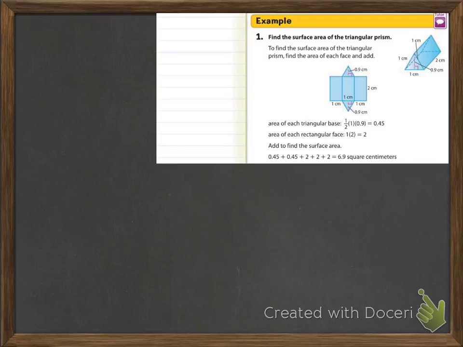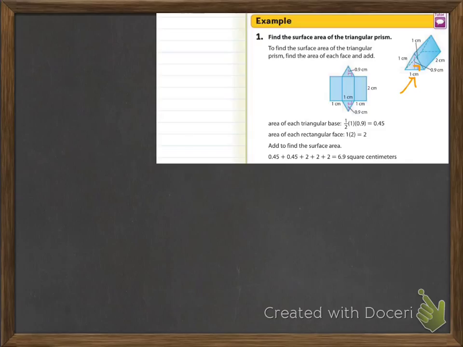Now we're looking at example 1. It says to find the surface area of the triangular prism. To find the surface area of a triangular prism, find the area of each face and then add. So we're going to do this with the colors that I used prior. So let's first find the area of the triangular base. First, remember how we had to make sure that we were looking at the triangle correctly. See that little 90-degree mark right there? You have to make sure that you're looking at the correct side of the triangle and that it's oriented properly before you can find the area of the base.